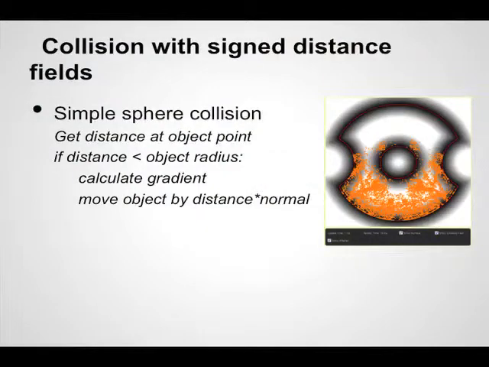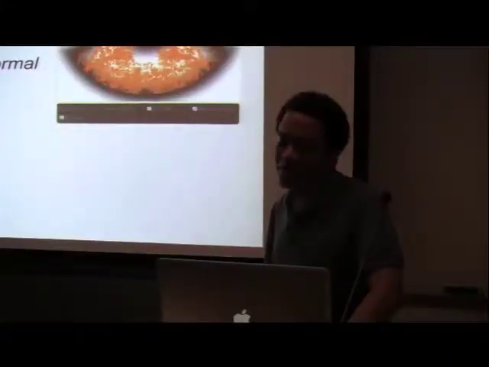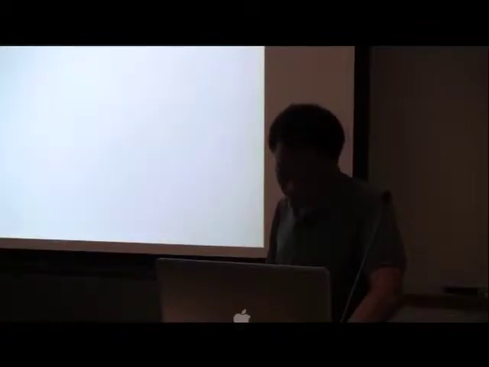For collision detection with signed distance fields, basically for simple sphere collision, you get the distance at the object's point using the distance function as before, and then if the distance is within the object's radius, you calculate the gradient and push the object down. If it's not within the object's radius, you don't have a collision. Very simple. This is an example of using it for a particle system because, as you see, it's relatively cheap. It works well for things like fluids where you have lots of small, fast-moving spherical objects and need to calculate collisions for them quickly.